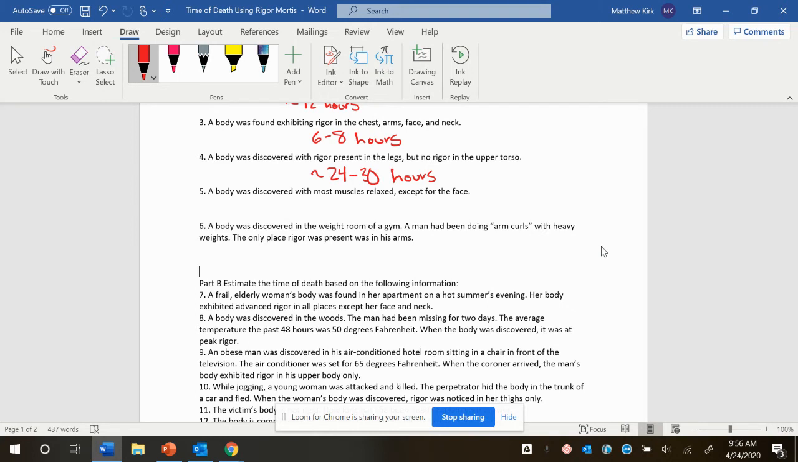Number 5. A body was discovered with most of the muscles relaxed except for the face. Okay, let's think about this. That tells us rigor mortis has just started. Remember, the face is where we're going to have the smallest muscles of the body. So if rigor mortis has just started, we're probably talking about a PMI estimate of maybe 2 to 4 hours as we go through this.